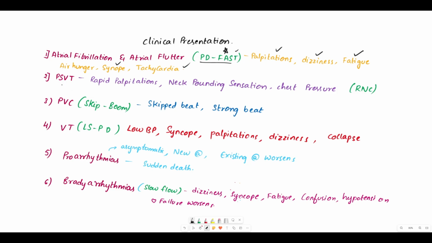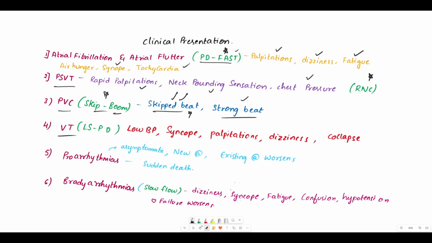Coming to the second condition, which is PSVT, remember the trick as RNC, where R means rapid palpitations, N means neck pounding sensation, C means chest pain or chest pressure. Next one is PVC. Remember the trick as skip and boom. The patient feels a skipped beat followed by a strong heartbeat, and occasional palpitations will be seen.